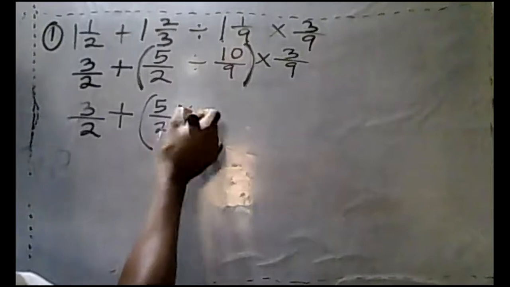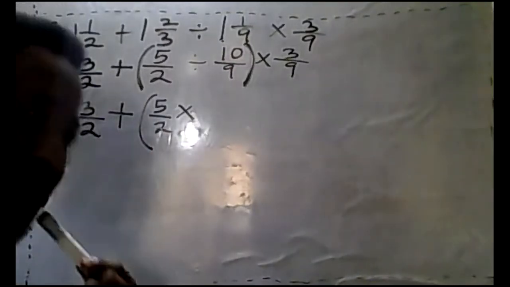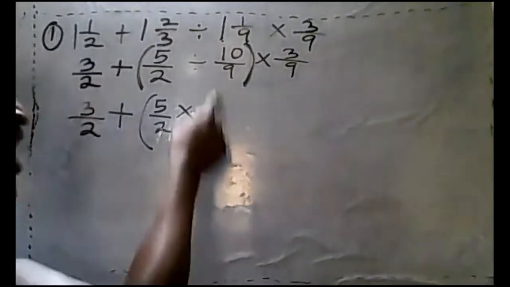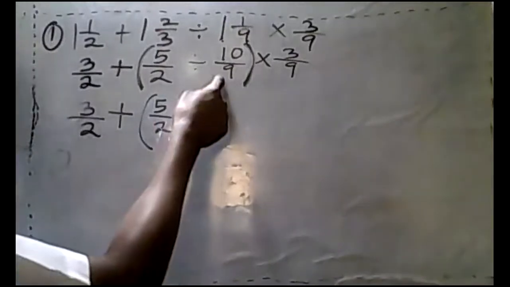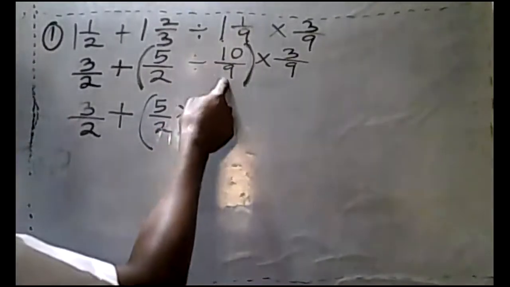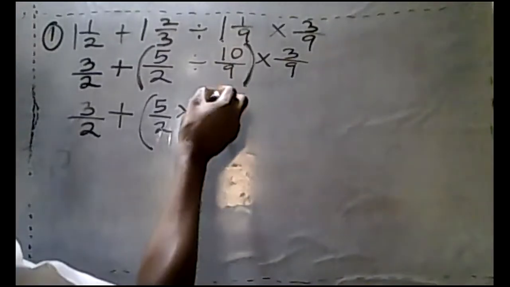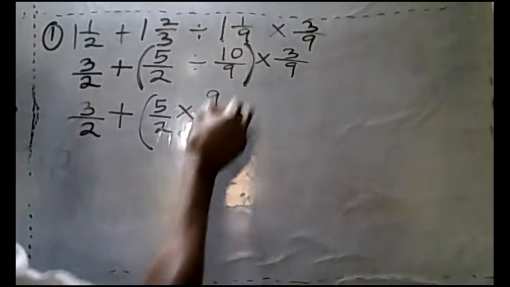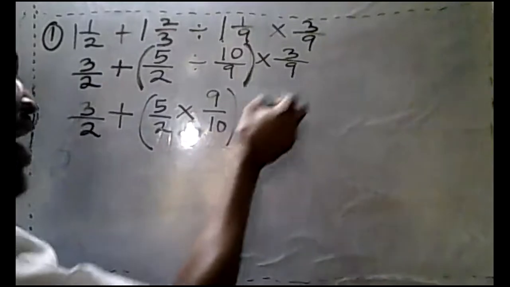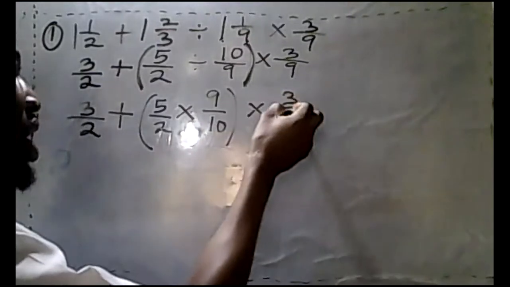So once I change this division sign to multiplication, some of you may make a funny statement about that. You say that this is going to somersault, all right? So it's going to bring about the reverse of this. That means 9 goes up and 10 comes down. So this becomes 9 over 10, close the bracket, times 3 over 9.